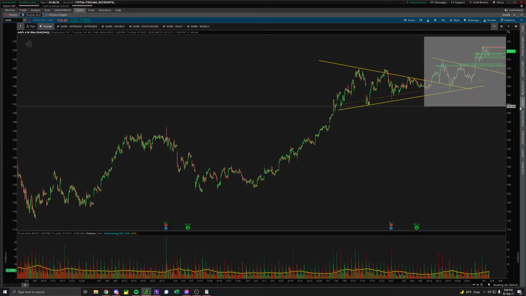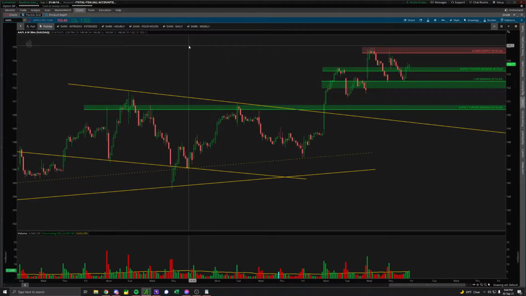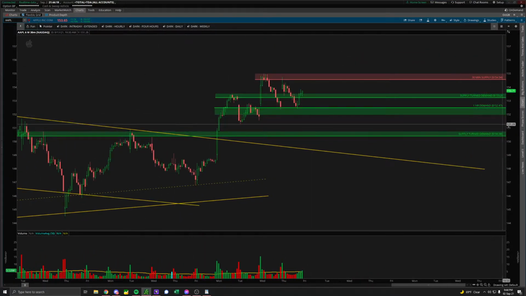And all of this is done the night before. Sometimes I'll go over it again in pre-market to see if anything has changed. But all of this is planned out from the night before.